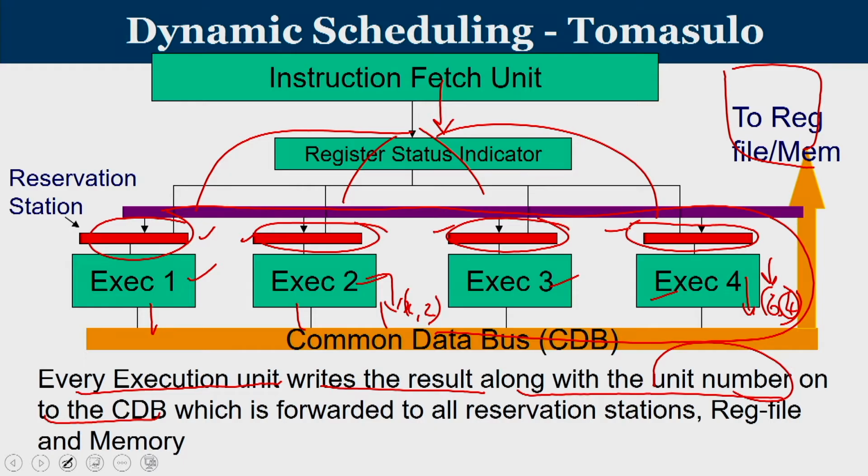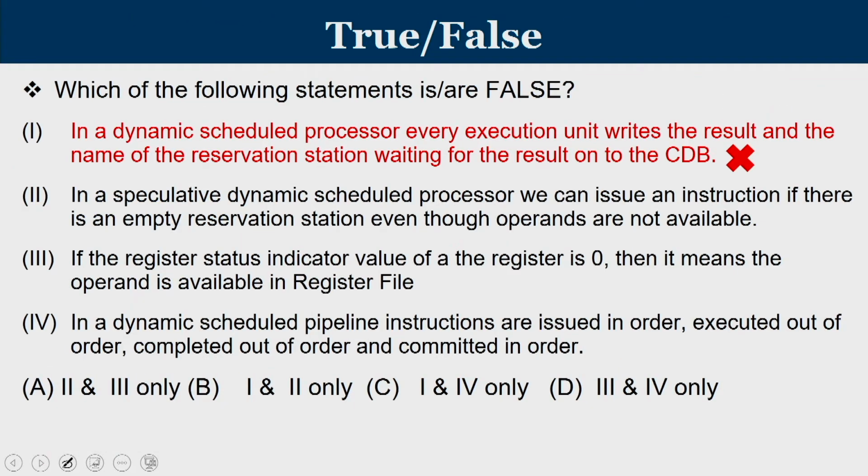The execution unit does not know otherwise. So, when a result is produced by an execution unit, the result as well as the execution unit number is broadcast on the common data bus. So, everybody pinging the common data bus will know this is the result produced by execution unit N. Whoever is waiting for a result from execution unit N can take the result and proceed. So, the first statement is actually false. The execution unit will produce the result, that is true, but writing the name of the reservation station waiting for the result, that is false. So, statement number 1 is false.